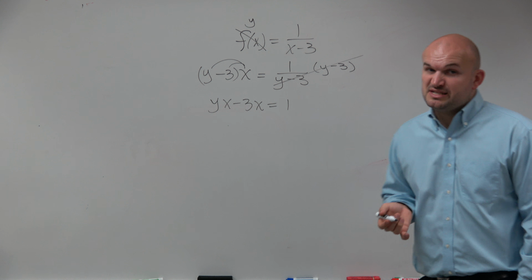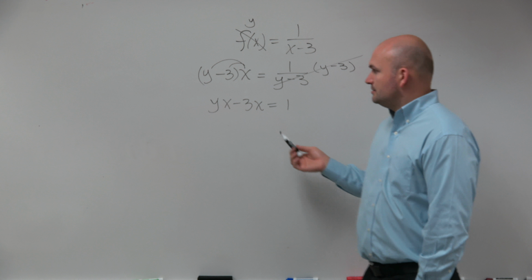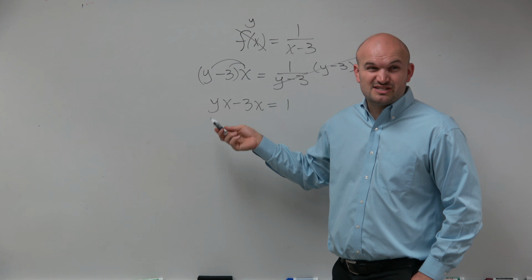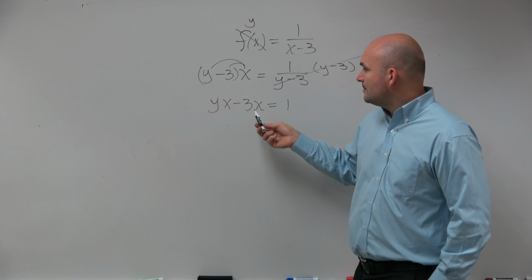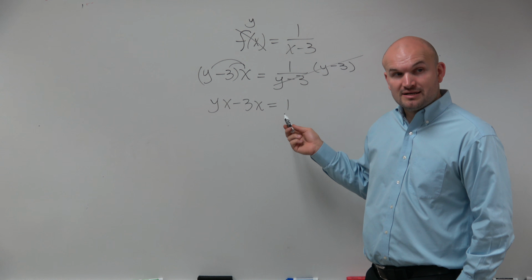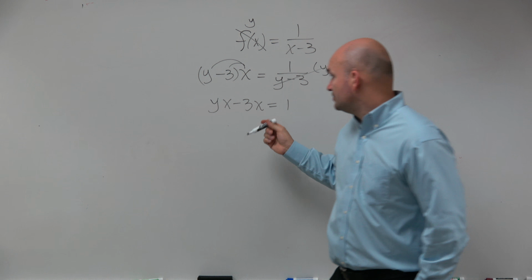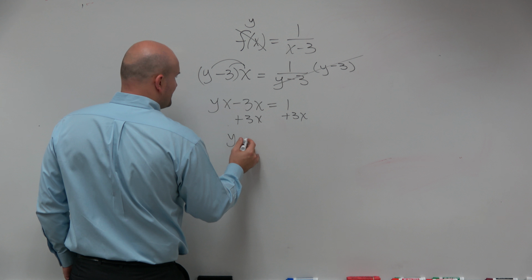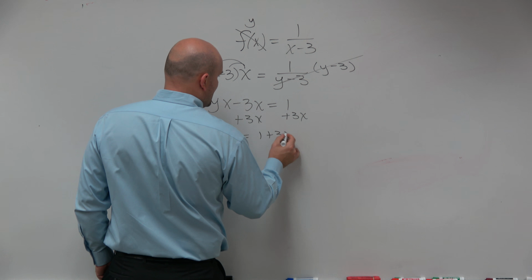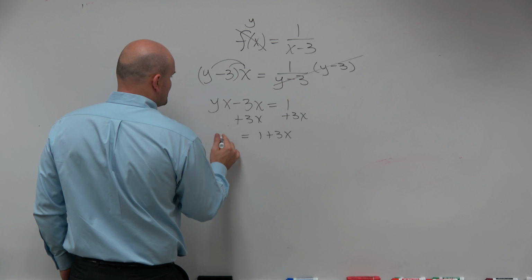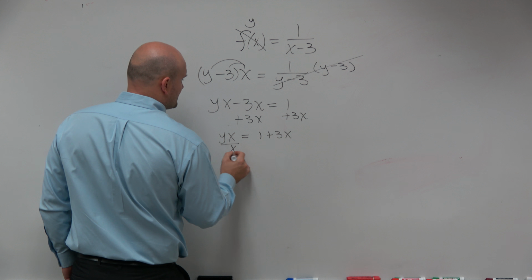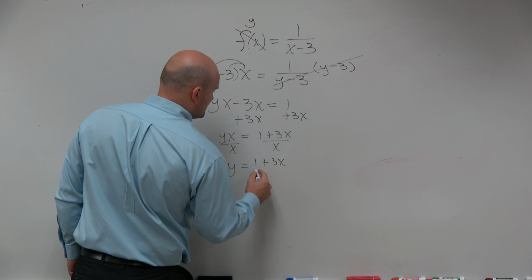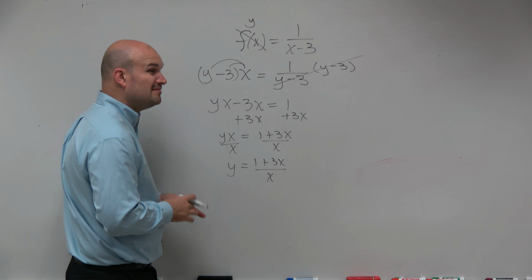Now in this example, it's a little bit different. We've got to solve for the y. So we could add the 3x and then divide by the x. That's perfectly fine. So you could just add 3x to both sides, and you'd have yx equals 1 plus 3x. And then divide by x. You have y equals 1 plus 3x divided by x. Okay? That's actually one way.